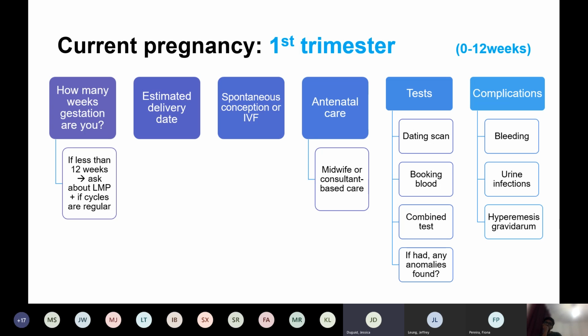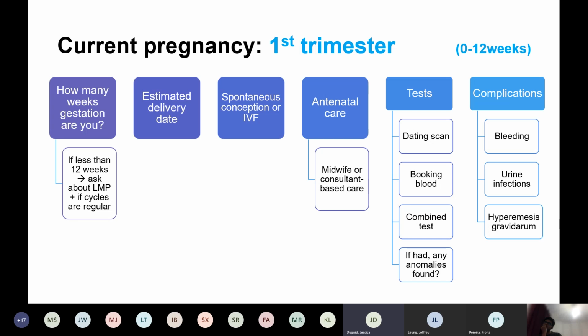So you want to work out the estimated delivery date, and then you want to know if it is a spontaneous conception or if it's IVF. This is because IVF pregnancies are more at risk of certain conditions. For example, with abnormal placentation, you're more at risk with IVF.